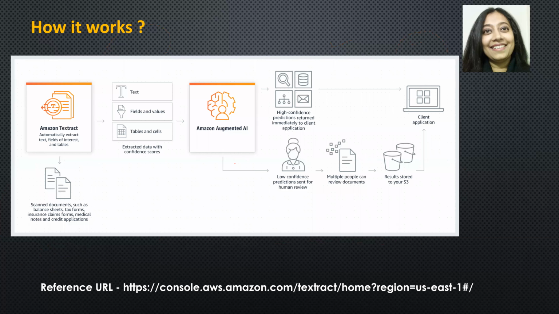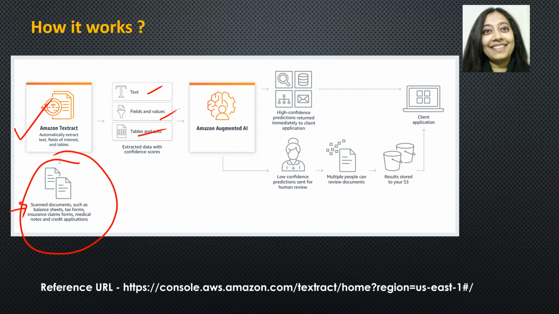Now let us see how this particular service works. Let's say you have a lot of documents and you have scanned them. As you can see shown here, like balance sheets, tax forms, insurance claim forms, medical notes, could be some application. Now you can take these scanned forms and leverage Amazon Textract as a service. It can extract text, fields and values, tables and cells, whatever is within a table, right? So all that data can easily be extracted.